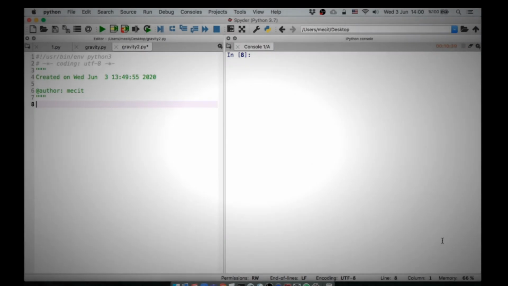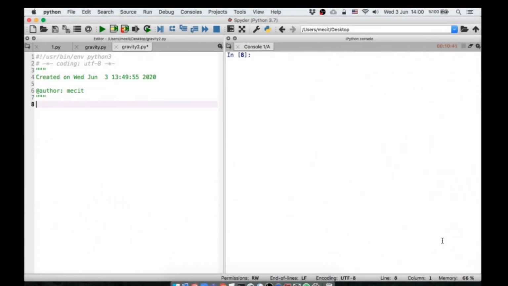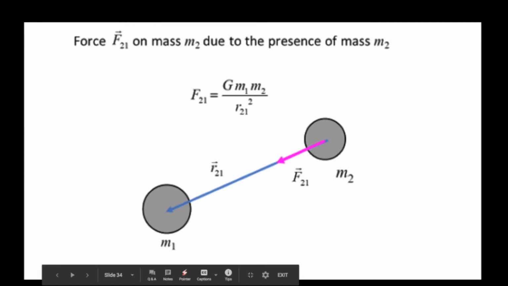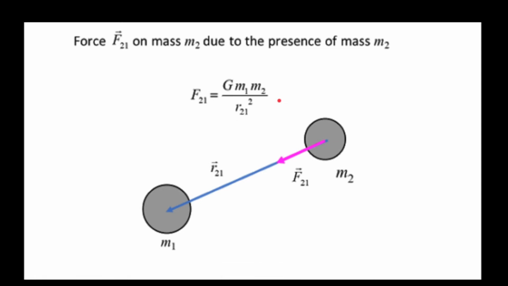Okay, welcome back to scientific computation using Python. In this video, I want to show you a simulation of gravitational attraction between masses. So the problem that we are going to discuss is this one. The gravitational force between two masses, m1 and m2, is given by the formula G m1 m2 over the distance squared. This is the magnitude of the force.